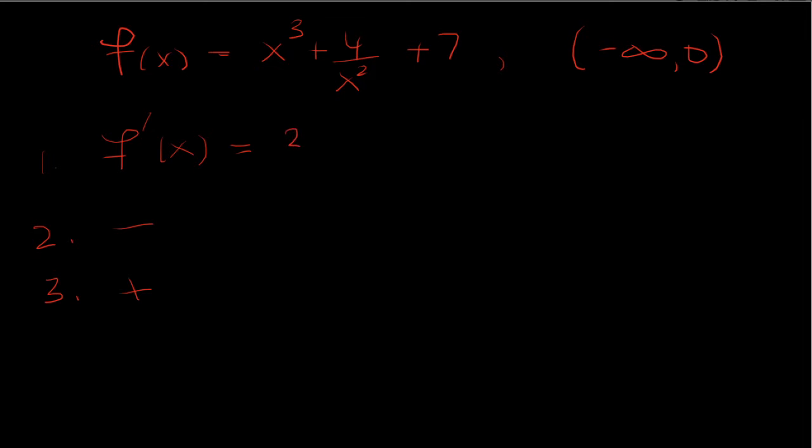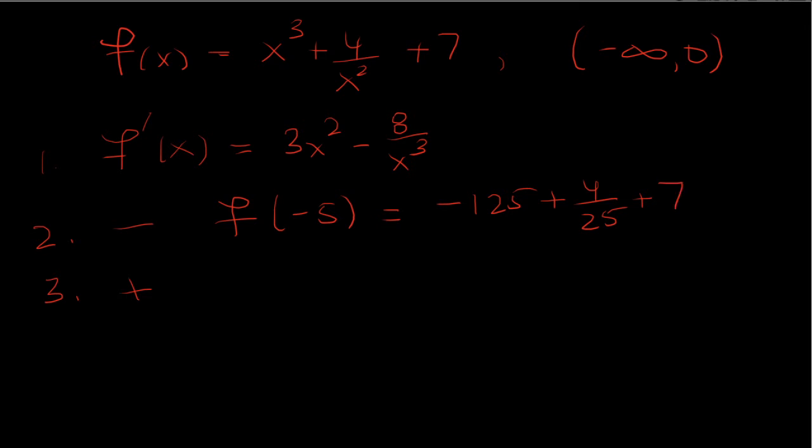The derivative is 3x squared minus 8 over x cubed. We want to pick a negative value, so let's pick negative 5 for f of x. That'd be negative 125 plus 4 over 25 plus 7. I don't really care what this is. That's obviously negative.